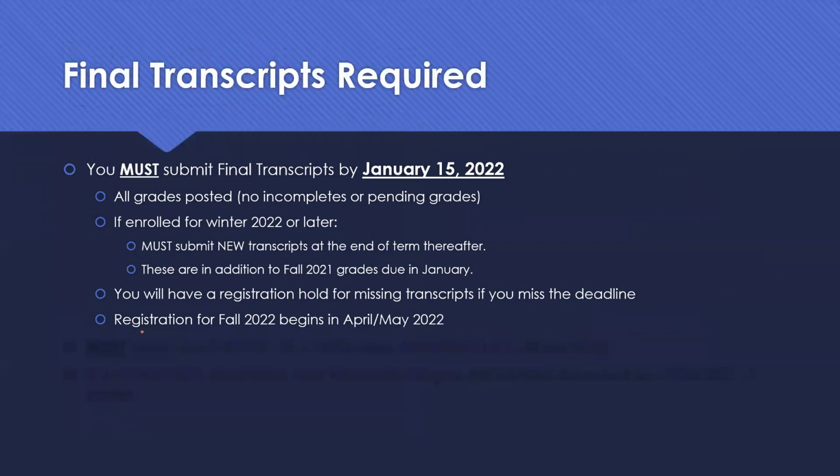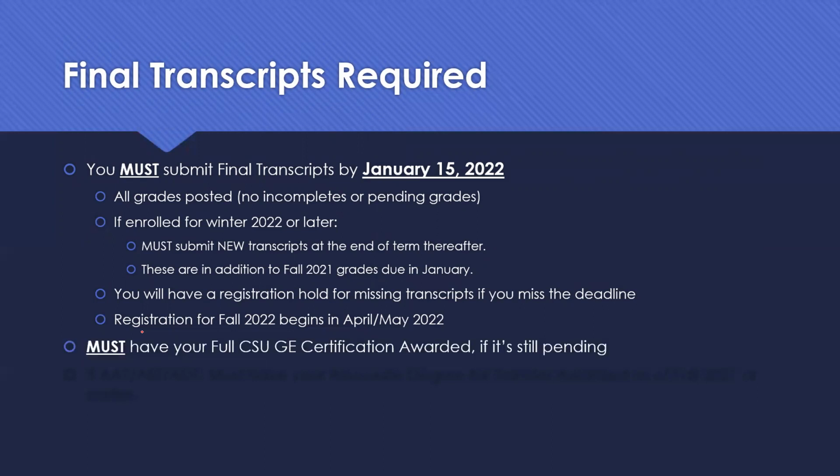Very important, you have to submit final transcripts by January 15th. That is your deadline. Final transcripts means all of your grades are posted. There is no pending grades at that point. If you are enrolled for winter or later, let's say you're taking additional classes later on, you can submit new transcripts at the end of each of those terms, but they do not replace the January 15th deadline for your fall grades, okay? You will end up with a registration hold if you miss that January 15th deadline, so make sure once your grades are posted on your community college that you submit transcripts.